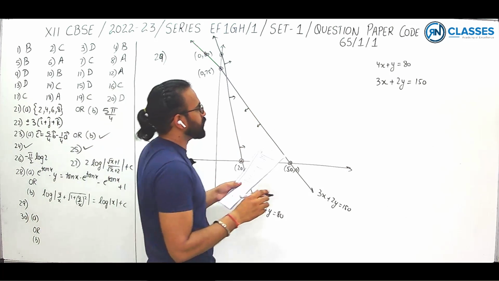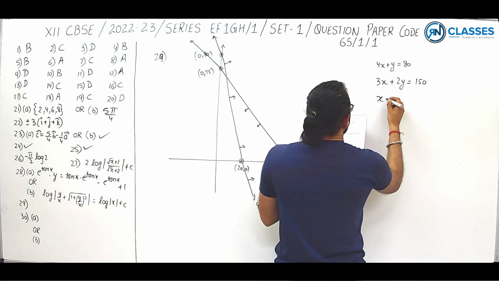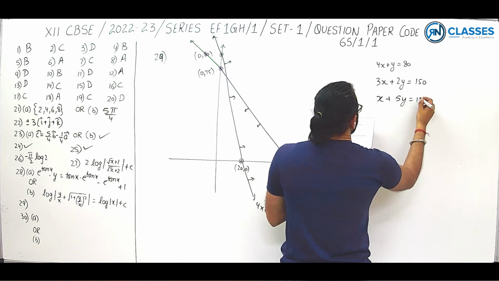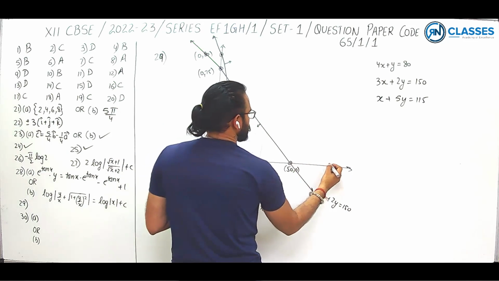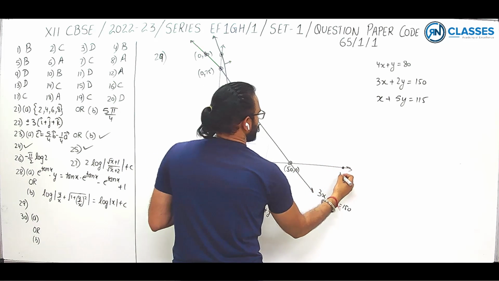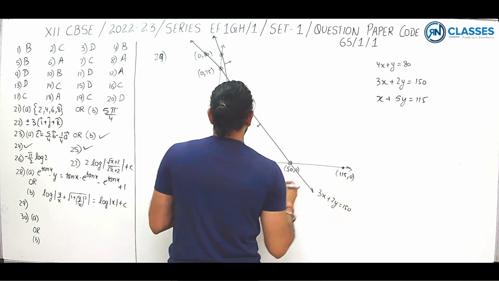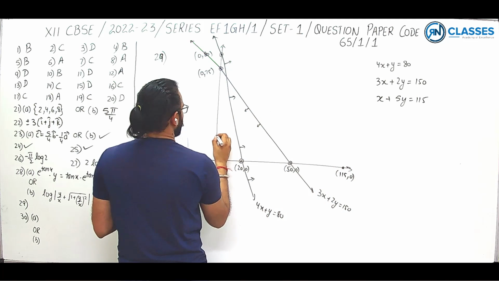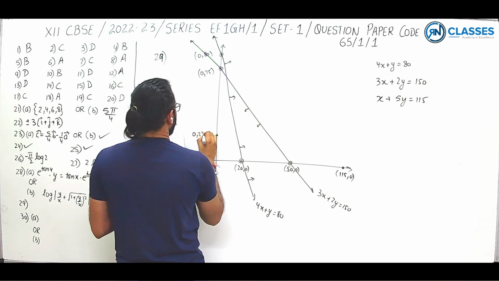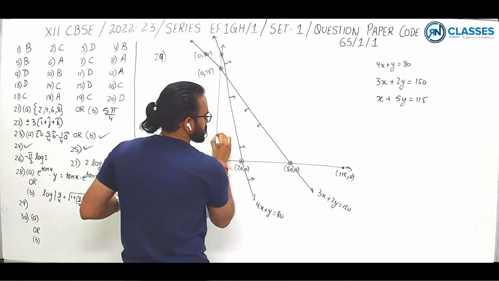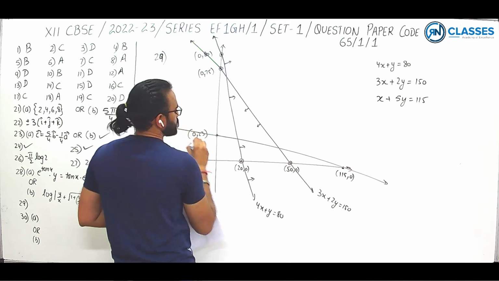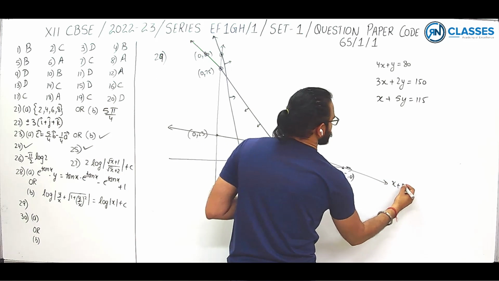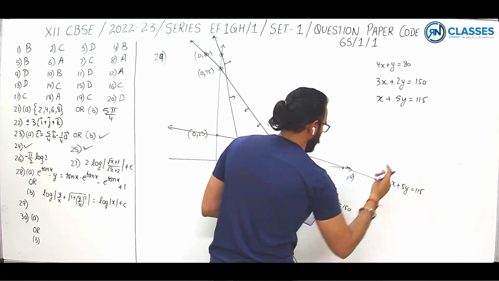Now the third equation corresponding to the third inequality, x plus 5y equals to 115. Similarly, ये line अगर draw करेंगे, this line will pass through 115, 0 and 0, 23. The line will be like this. Which is x plus 5y equals to 115.